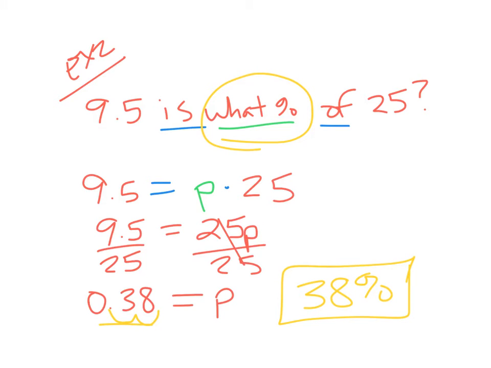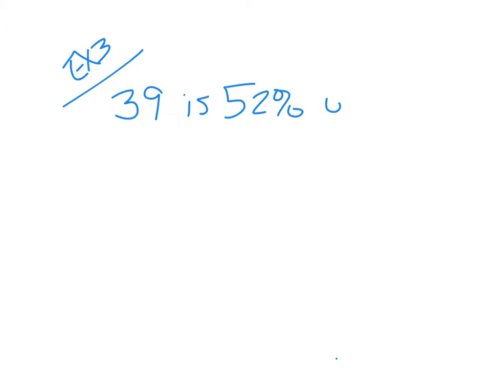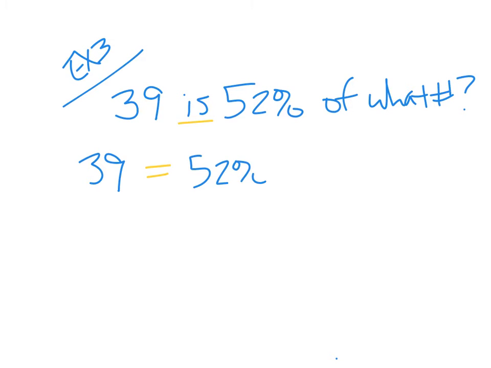All right, good. Example 3. So now we're rearranging again. 39 is 52% of what number? All right, so 39 is, and "of" means multiply. Yep, multiply, and then what number would that be? W. Yeah, it can be any variable, so x would be fine, but they use w in the equation.